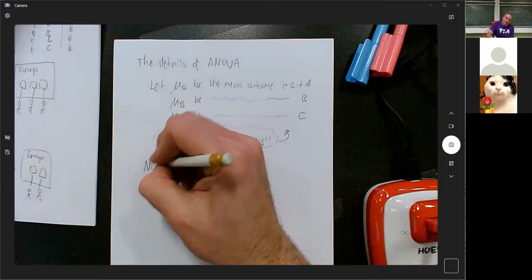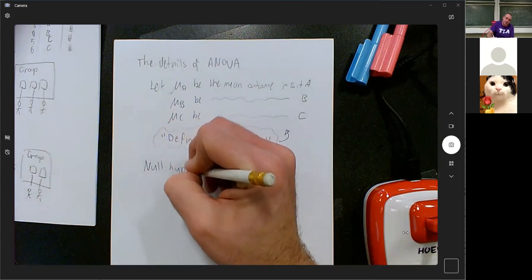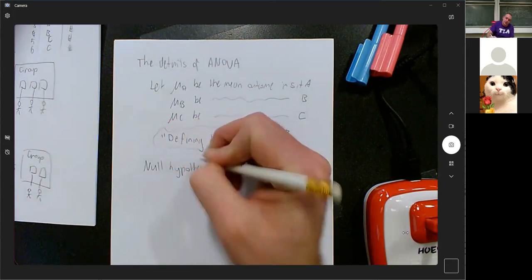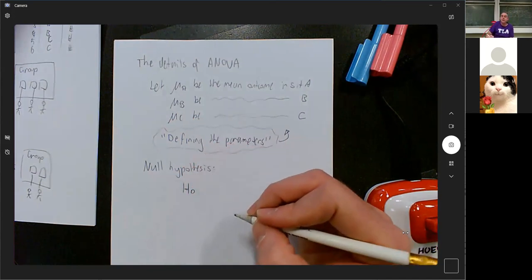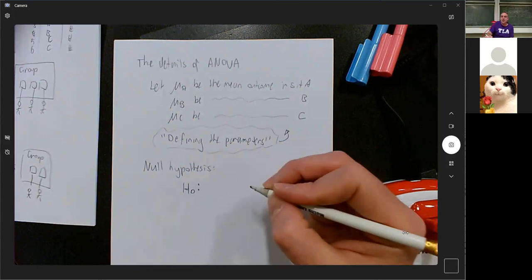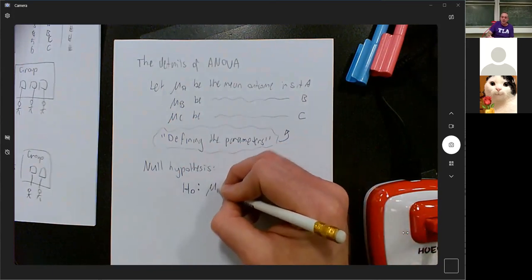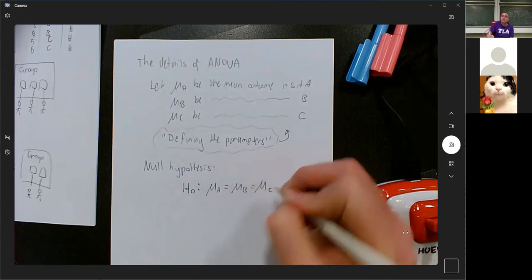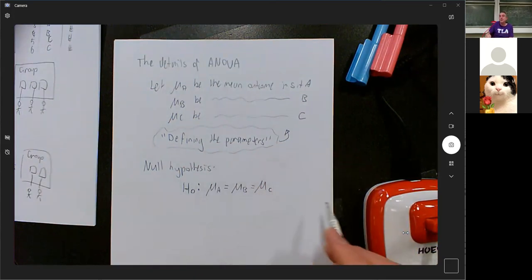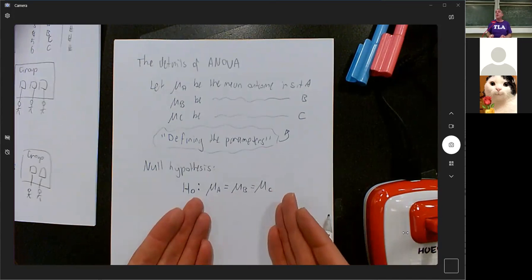So the null hypothesis is written as H0. And the null hypothesis is that all the means are the same. And you just put equals for as many of them as there are. Or you can write it in words. You can say the mean is the same regardless of the group. Something like that. But this is the traditional way of writing it.